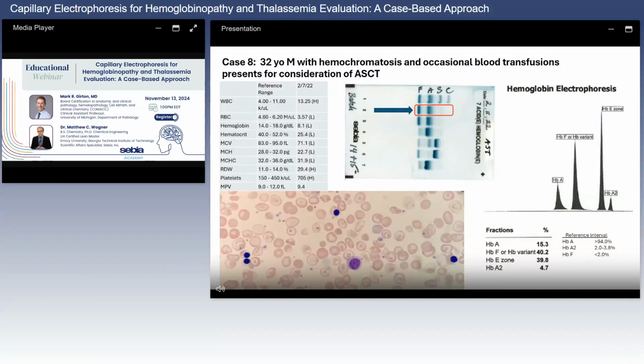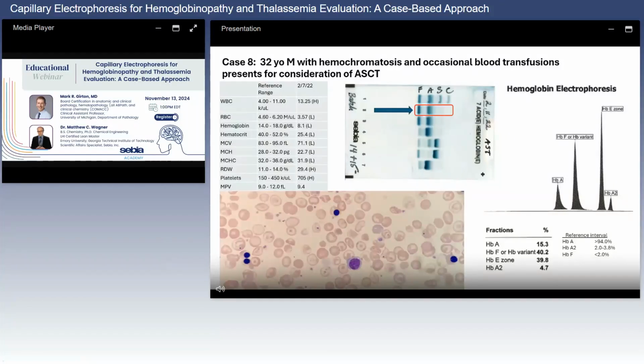And looking in the top left of the CBC indices, we see this patient has a low red count and they are anemic with a hemoglobin of 8.1. Their MCV is 71.1, which is low. So this is a microcytic anemia. And we also see several other red cell parameter abnormalities. This patient additionally has thrombocytosis, platelet count of 705, so quite elevated.